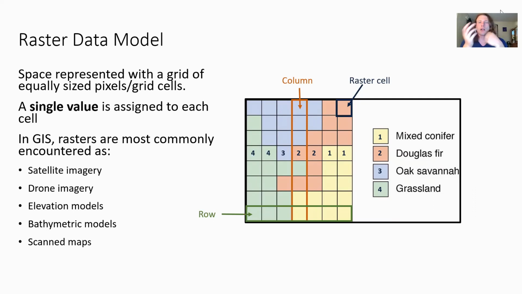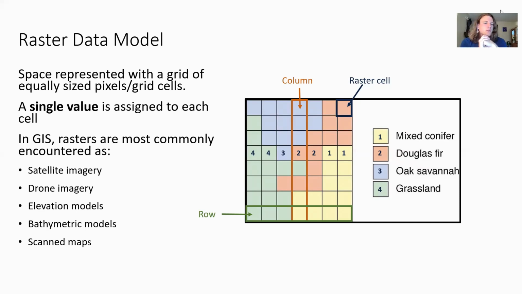The value can be a code that can represent a category. So in this instance, for instance, 1, 2, 3, 4 could represent different types of land cover. Or it could be a numeric value that represents something specific like elevation or precipitation or temperature. And so the raster data model is simply organized into columns and rows and all the cells within them.